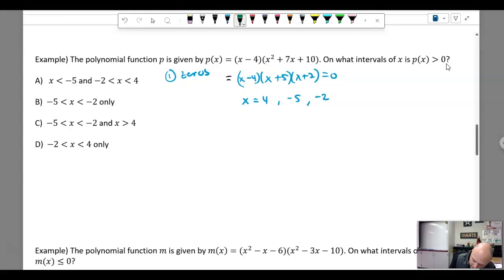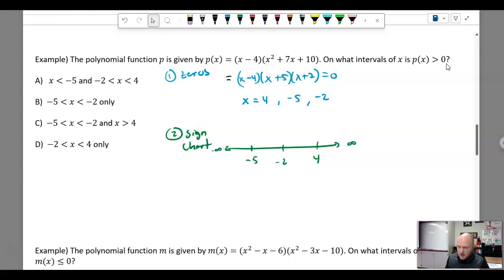Next I'm going to create a sign chart. Here's the sign chart, and I just place these zeros on this number line: negative 5, negative 2, and 4. I might as well put the infinities over here, which helps you keep that in mind. And so you want to know, where is p of x greater than or equal to 0?